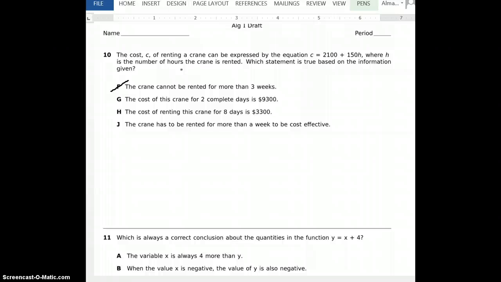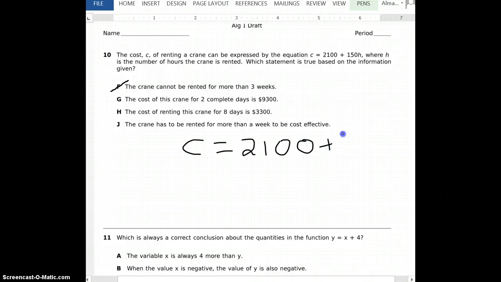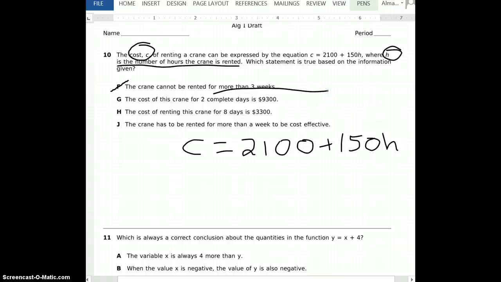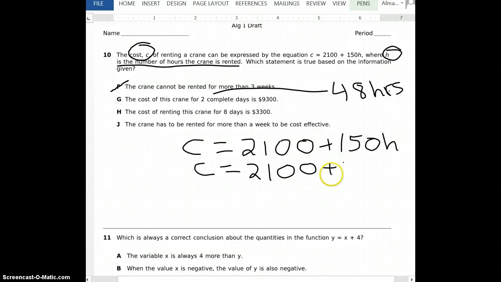Here we have an equation. C equals 2,100 plus 150 times H. C is our cost, and H is the number of hours the crane is rented. If we rent a crane for 2 days, that means that we're renting this crane for 48 hours. Then to figure out the cost, we would have to plug in 48 for H, which is hours. And if we do that, let's put that in our calculator.